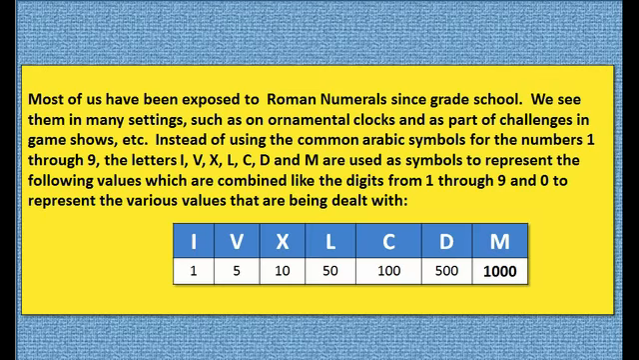Most of us have been exposed to Roman numerals since grade school. We see them in many settings, such as ornamental clocks and as part of challenges in game shows. Instead of using the common Arabic symbols for the numbers 1 through 9, the letters I, V, X, L, C, D, and M are used as symbols to represent the following values, which are combined like the digits from 1 through 9, and 0 to represent the various values that are being dealt with.